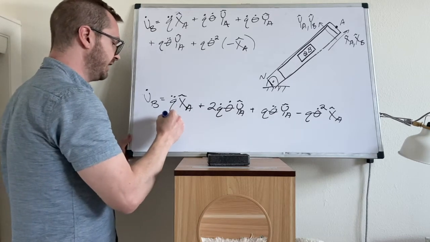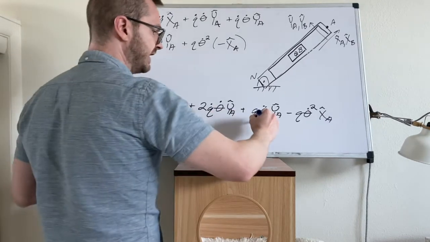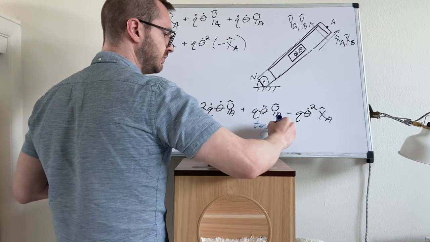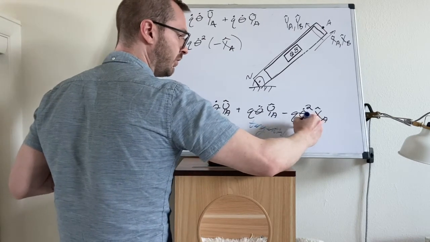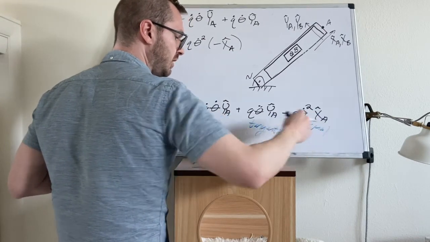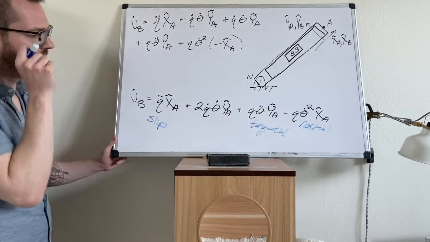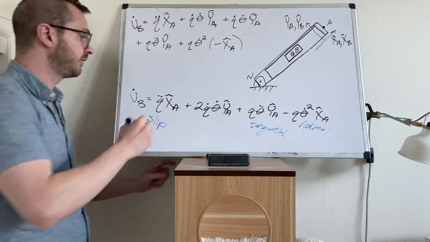So this is slip, this is tangential, here's our normal, and here's a new term now. This term is called Coriolis.